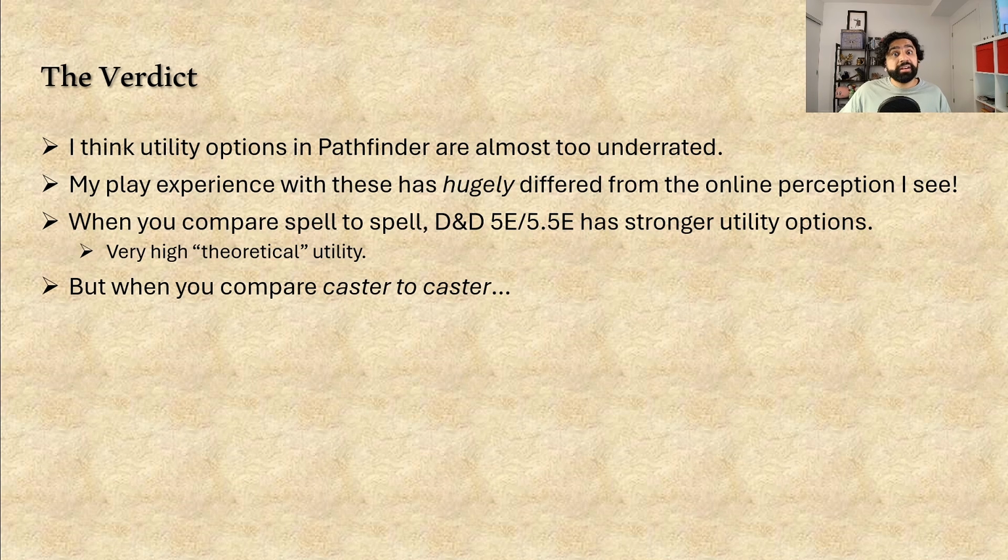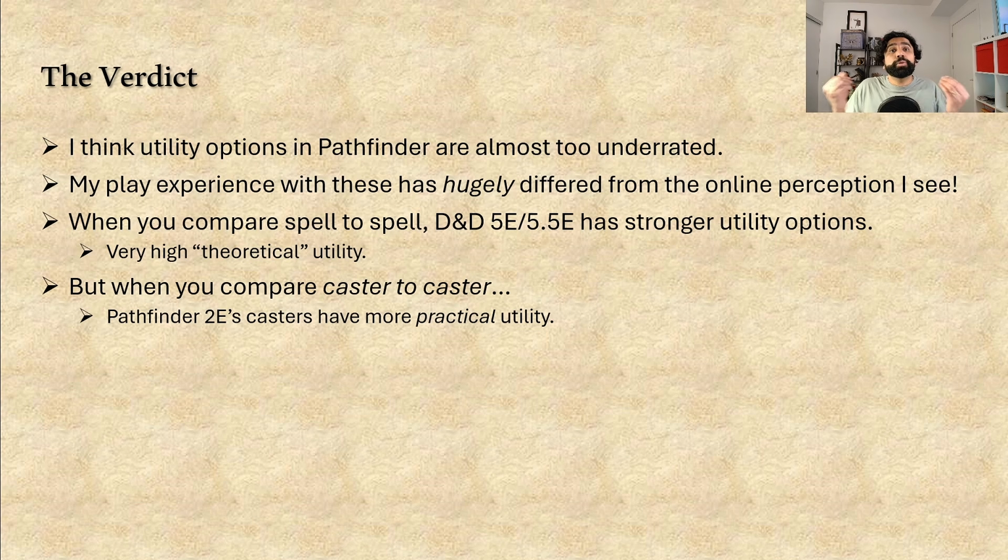Meanwhile, when you compare caster to caster, you're going to unlock practical utility. You're going to find out that Pathfinder 2E's casters have a lot more utility they're going to bring to the table. This is because the opportunity cost is lower in every single dimension. If you think about utility spells that you cast from your spell slots, Pathfinder casters just have more of those spell slots to use utility with. If you think about utility spells D&D casters would use rituals on, Pathfinder casters can usually stock spell scrolls and wands, and their only opportunity cost then is the gold cost of having those in their pocket. There's no further opportunity cost.